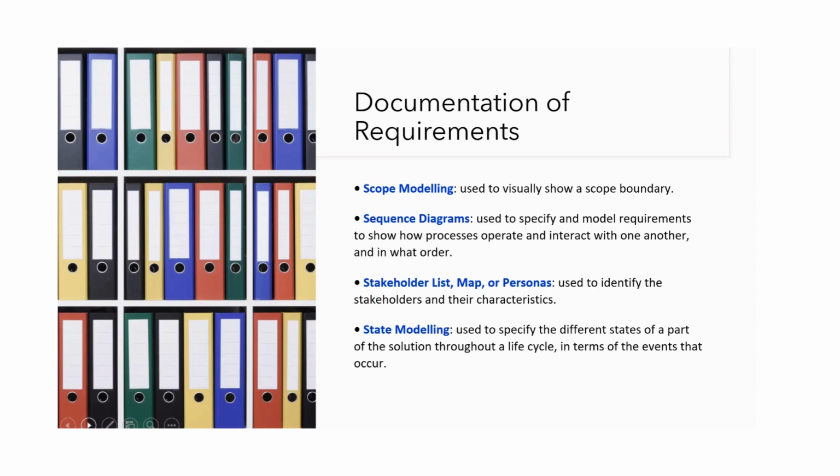Sequence diagrams, used to specify and model requirements to show how processes operate and interact with one another, and in what order. Stakeholder list, map, or personas, used to identify the stakeholders and their characteristics. State modeling, used to specify the different states of a part of the solution throughout a life cycle in terms of the events that occur.